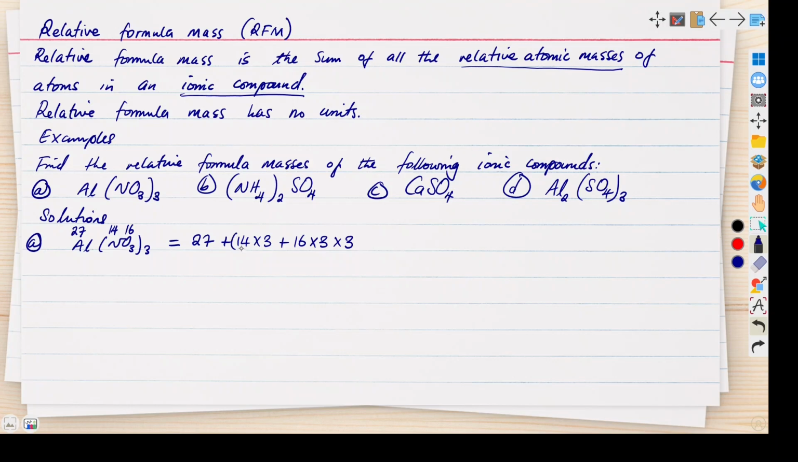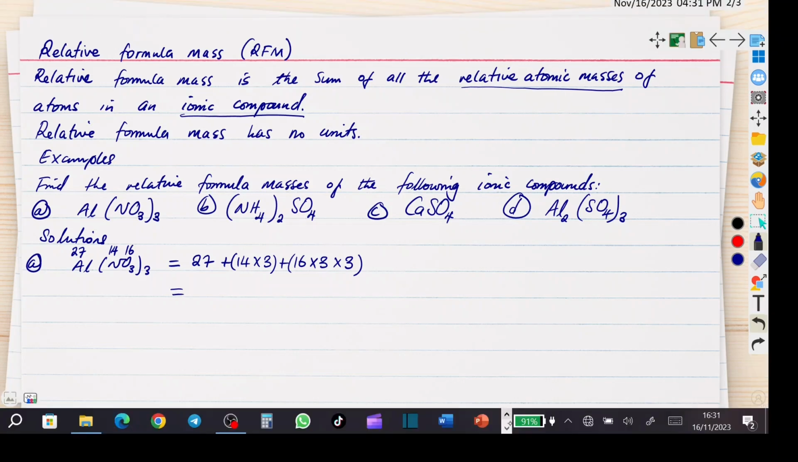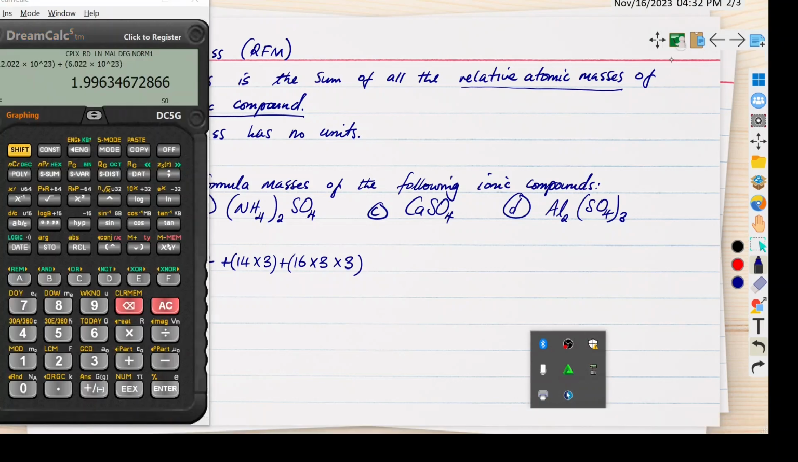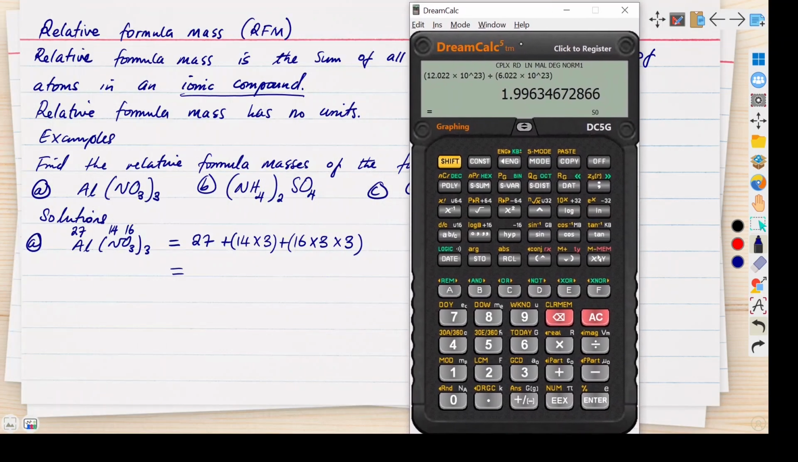Okay, so if you want, you can put these in brackets and then evaluate this at once using your calculator, because in science we use calculators to enable us to do our work faster. So you put everything there. You say 27 plus, open brackets, 14 times 3, close brackets, then plus, open brackets, 16 times 3 times 3, then close the brackets, then you say equals.